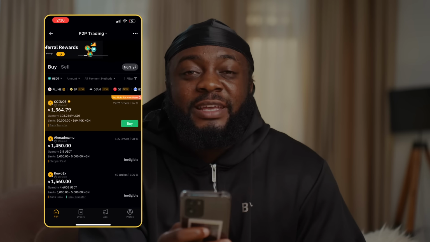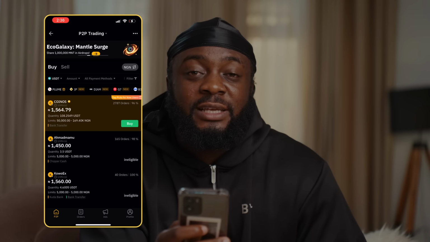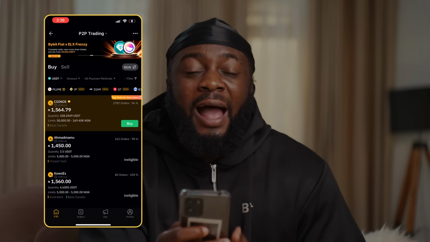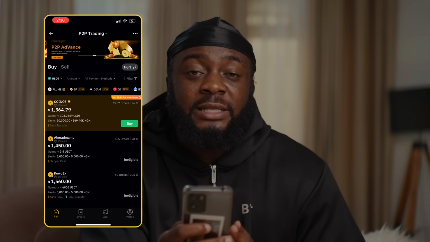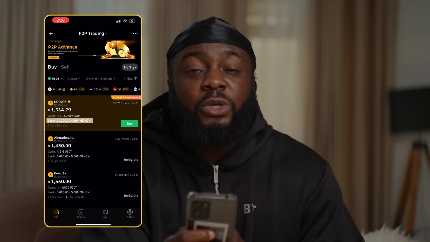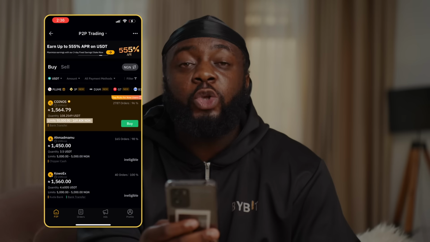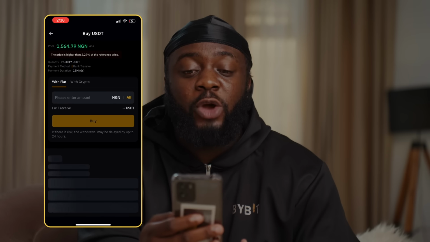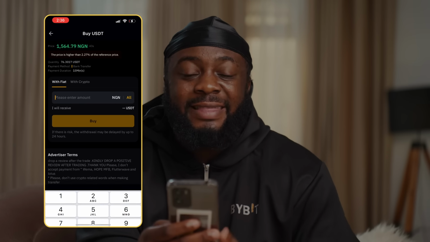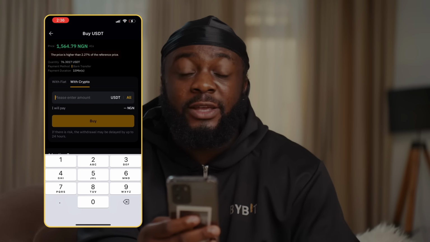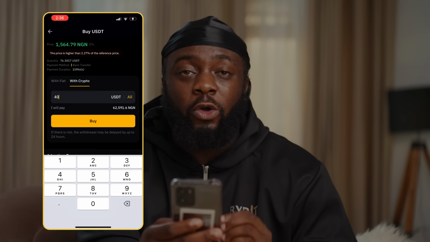Kindly note, each trader has a minimum order quantity attached to their order, and this is shown as limit. This limit simply shows the lowest and the highest amount of USDT they are willing to sell. Once you find the trader that matches your order, all you have to do is click on buy, then input the amount of USDT you want to buy and click on buy.